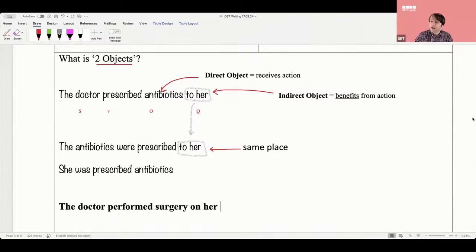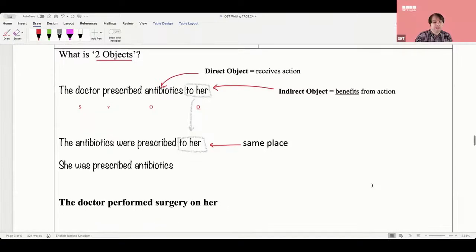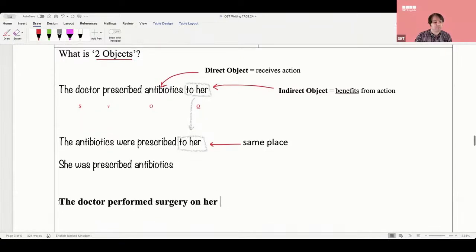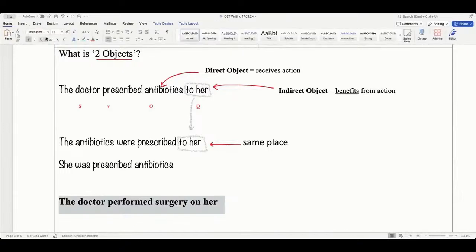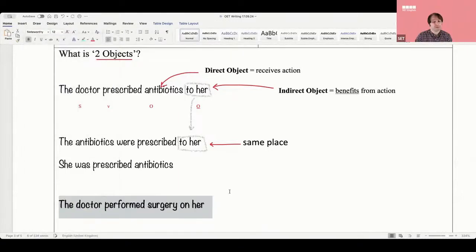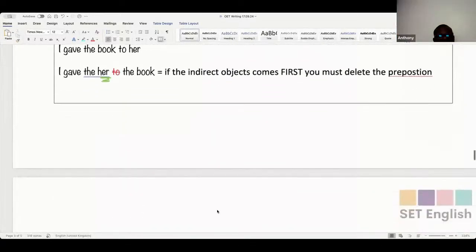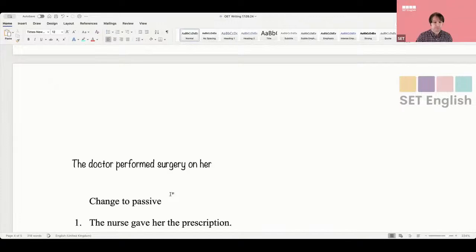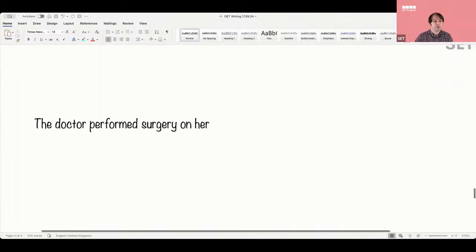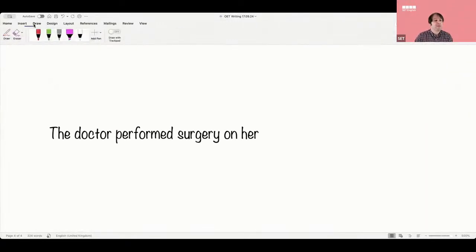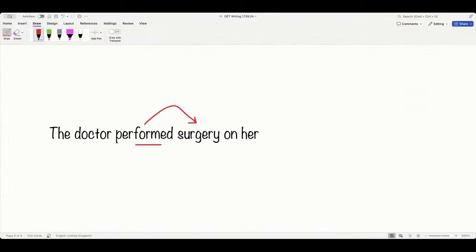Priyangi, Anna, Amelia, is this active or passive, this one? Active. Everyone, is this active or passive? Active. This is active, okay. Now, what's the verb of this? Perform. Perform, okay. So look at this. Perform surgery, yes?